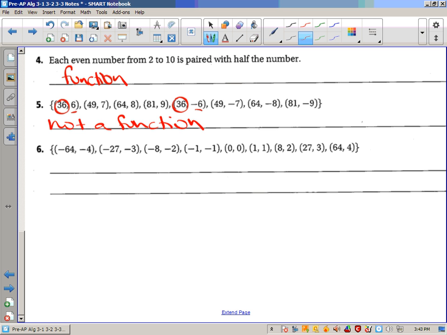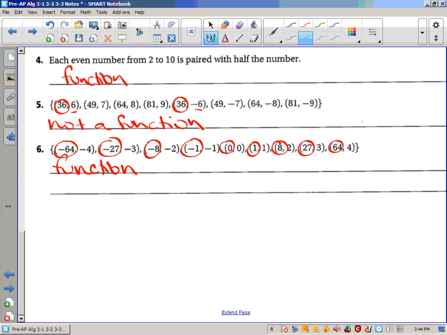But in number 6, if you look, all of our inputs are different values. Sure, I've got negative 64 and positive 64, but that's okay. They're different values. So each input has its own output. This is a function. And if we were to list its domain and range, the domain would be all those numbers that I circled, and the range would be all the other ones.